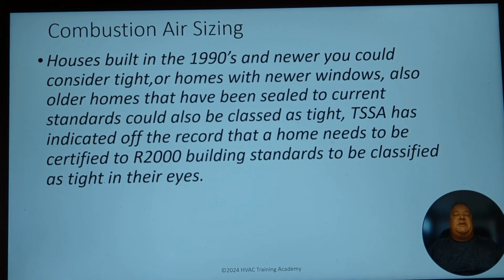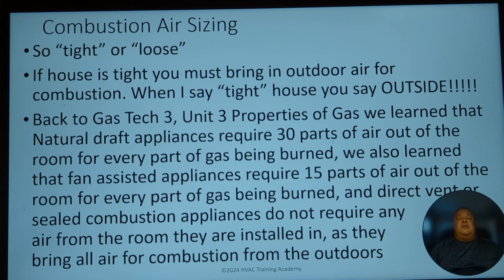Homes built in the 1990s and newer are a lot of times going to be considered to be tight houses. But TSSA will say off the record that they only consider houses that have been tested for tightness and certified as being what we call R2000 tightness, applicable as far as tight houses are concerned. I would say that houses built in the 2000s, for sure, you could pretty well deem as tight all the way down the line. Pretty well every house now is tight. So as soon as we determine a house is tight, we have to bring air for combustion in from outside. So when I say tight, you say outside.